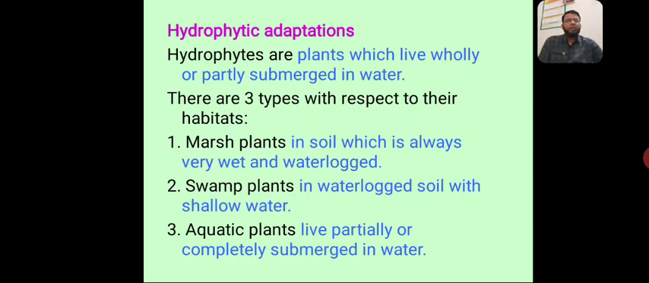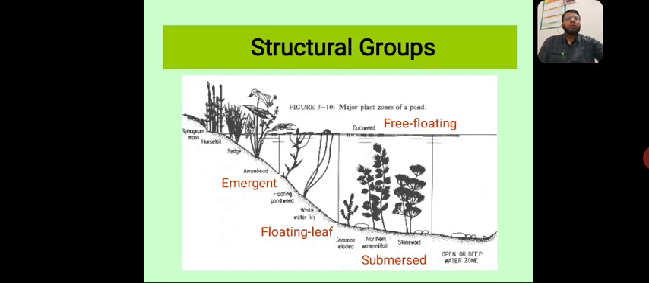Swamp plants: waterlogged soil with shallow water, meaning the depth of water is very low, such water is called shallow water. And the third one is aquatic plants. These are the plants which live partially or completely under the water, submerged in the river. So see here, these are the categories of hydrophytes.